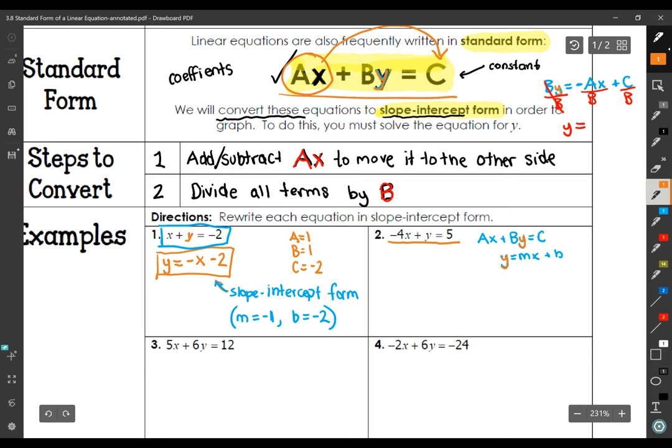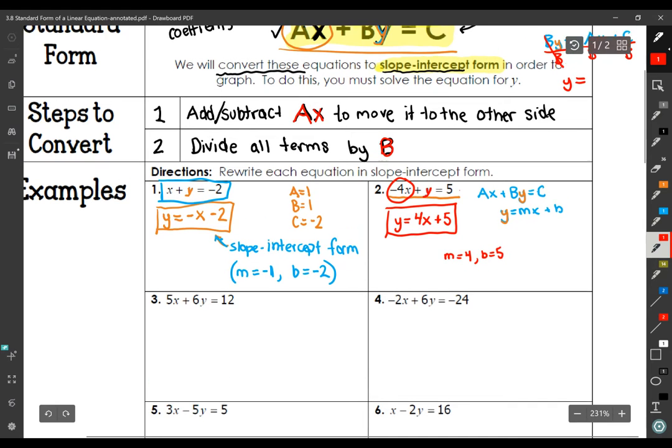So the first thing I need to do to isolate y is to move my x term to the other side of the equal sign. So when I rearrange, I'm going to get y is equal to 4x plus 5. There we go. So that's slope-intercept form, where we have a slope of 4 and a y-intercept of +5. Okay. Again, that was easy.